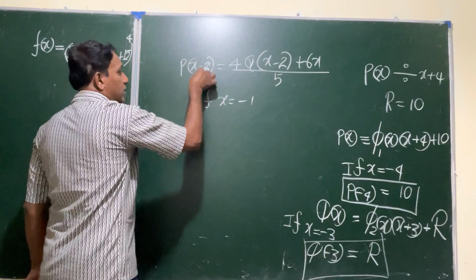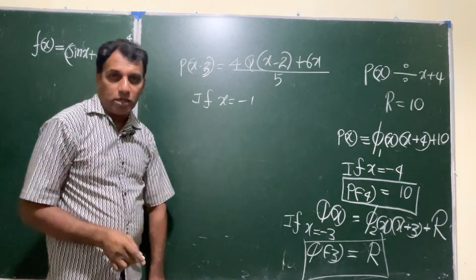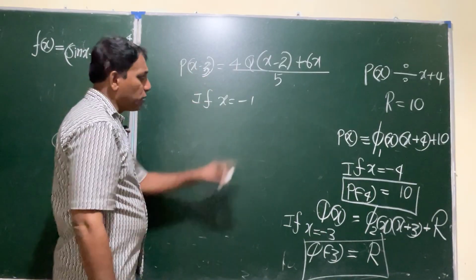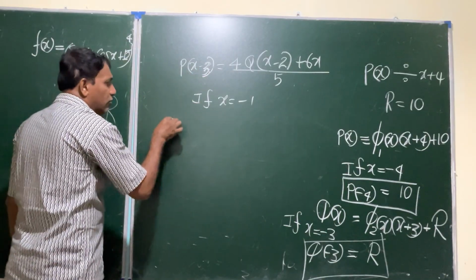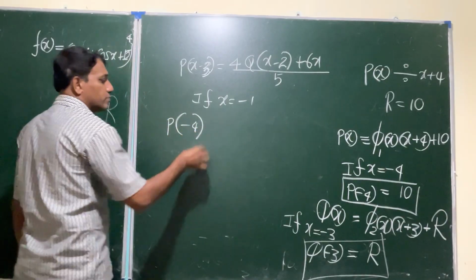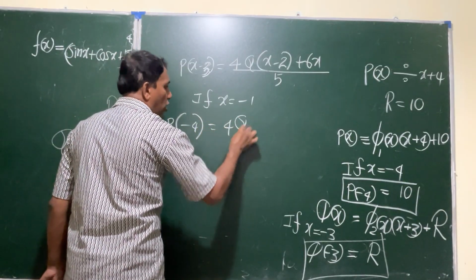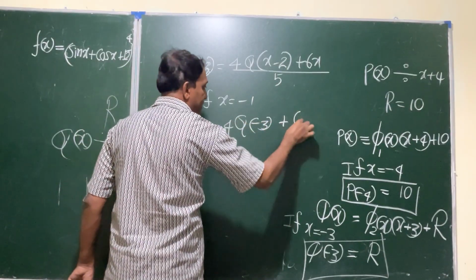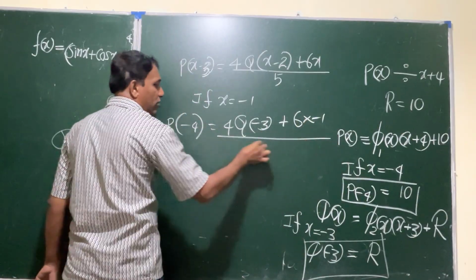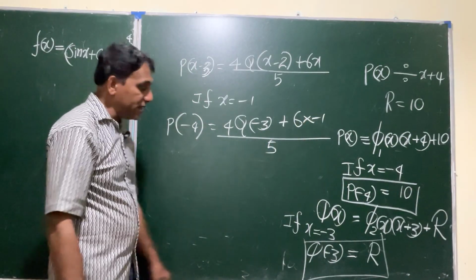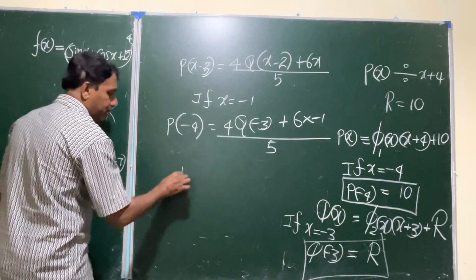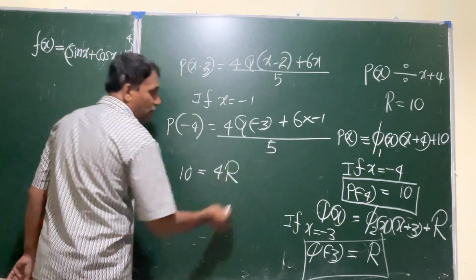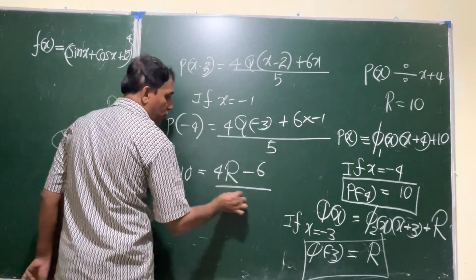Check the relation provided in my YouTube thumbnail or banner. Put x equals minus 1: p of minus 4 equals 4 into q of minus 1 minus 2, which is minus 3, plus 6 into minus 1 over 5. So what is p of minus 4? That is 10. Therefore 10 equals 4 into q of minus 3, the remainder, minus 6 over 5.